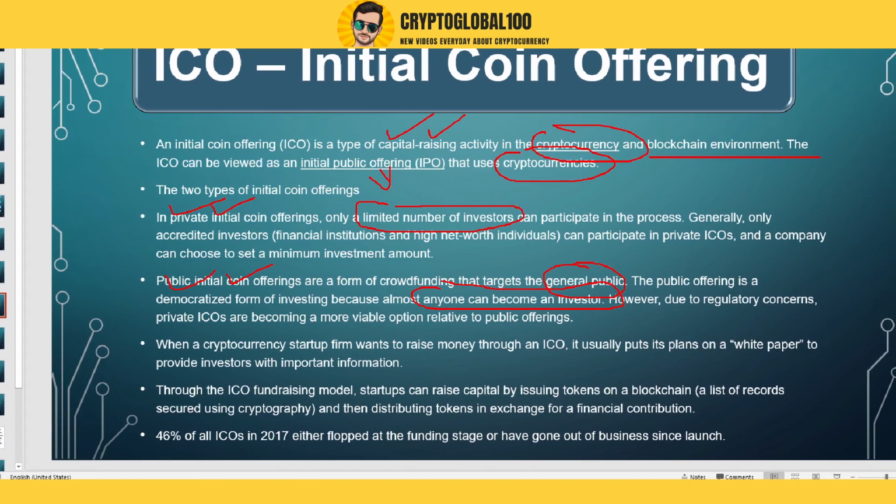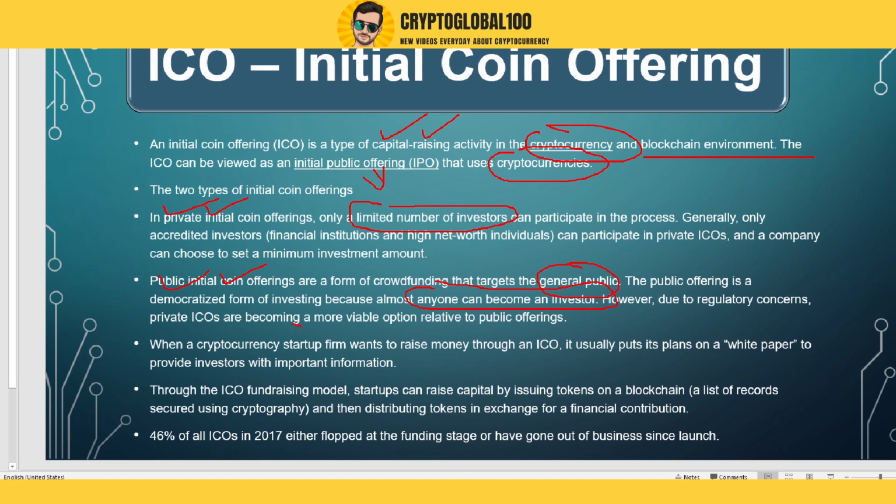When a cryptocurrency firm, this is basically for the startups. When a cryptocurrency startup firm wants to raise money through an ICO, it usually puts its plan on the white paper. They have to list a white paper to provide investors with sufficient information so they can invest in the coin. Through the ICO fundraising model, startups can raise capital. Similar concept of fundraising.